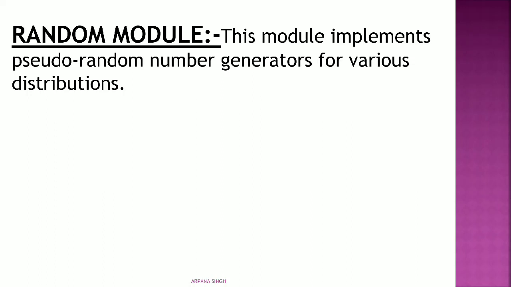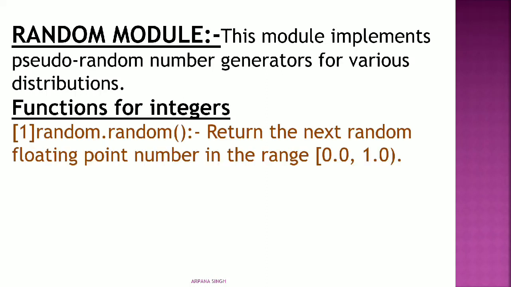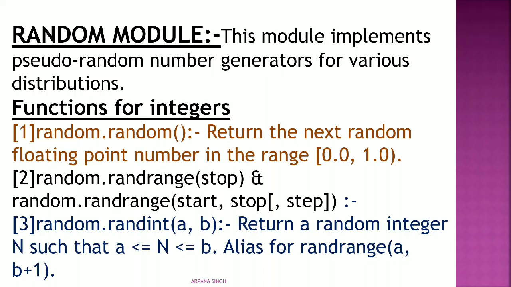The random module implements a pseudo-random number generator. So you can generate random numbers using the functions of the random module. The function for generating numbers is random, that is random.random. It generates any random number between 0 to 1, that is 0.0 to 1.0.